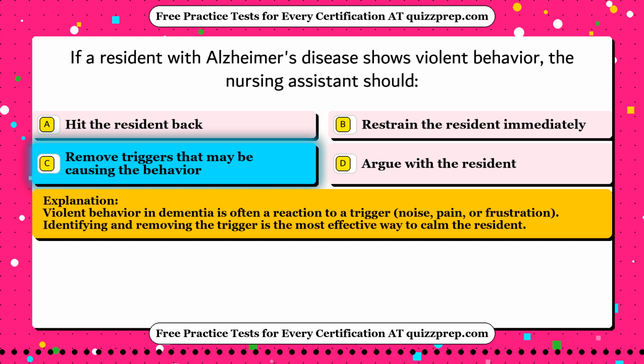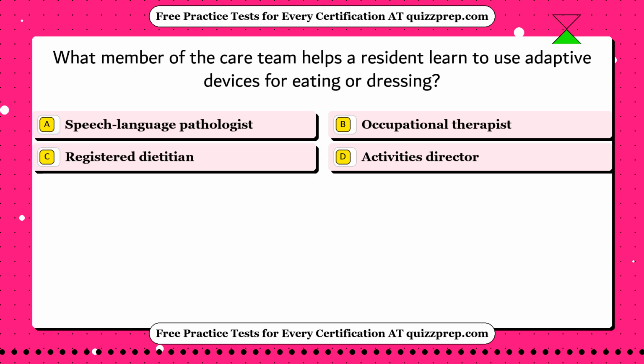Violent behavior in dementia is often a reaction to a trigger: noise, pain, or frustration. Identifying and removing the trigger is the most effective way to calm the resident. Question 27. What member of the care team helps a resident learn to use adaptive devices for eating or dressing?